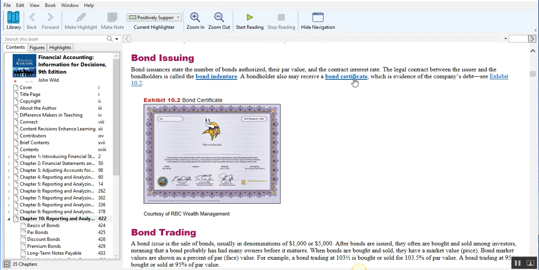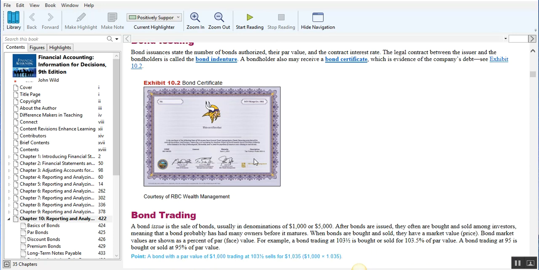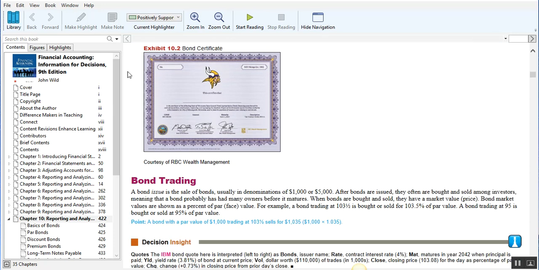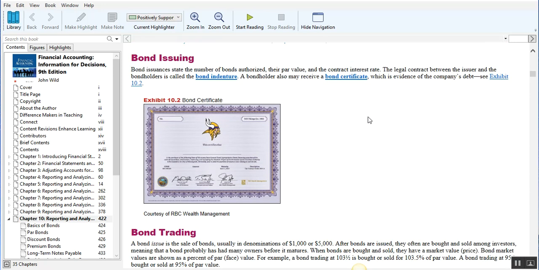So each bond has a certificate many times. This is kind of an example of what a certificate might look like. The bond certificate will give you all of the information related to the bond issue. Many times the bond certificate itself will not necessarily identify the owner. However, there will be a registration of the owners of bonds, so that you'll have an identification of those bondholders of record at a specific date.